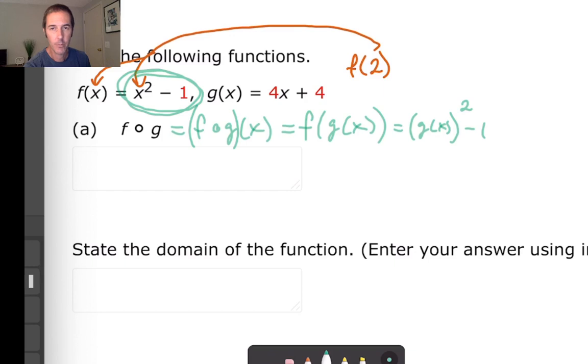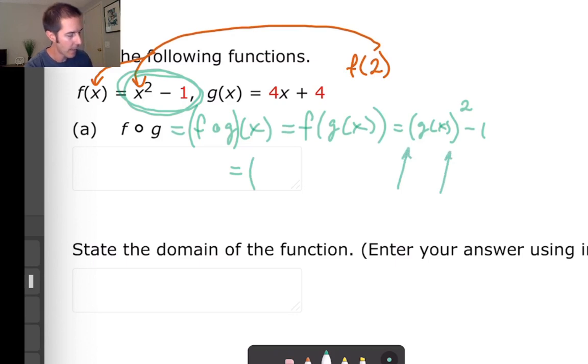Simple substitution. Okay, if you do too many steps at once, it's liable to be confusing. We're just going slowly here to have a good reminder, make sure we know how to do this. Now I'm going to replace this g of x with what g of x actually is, and notice it's still in parentheses. I put these parentheses around the g of x.